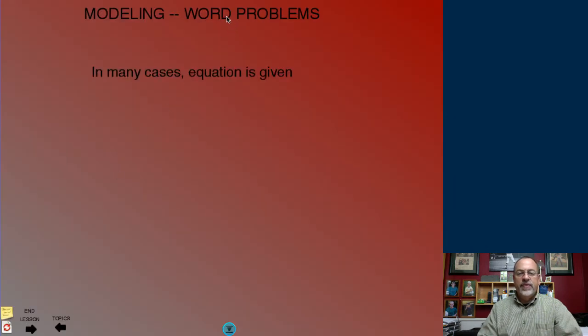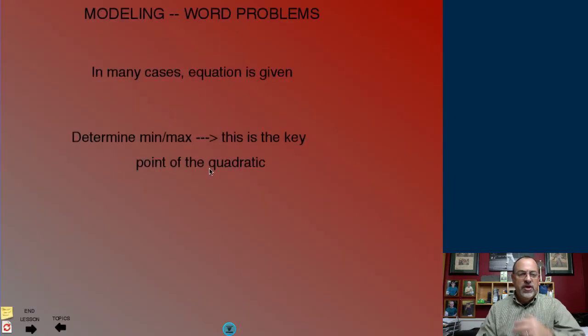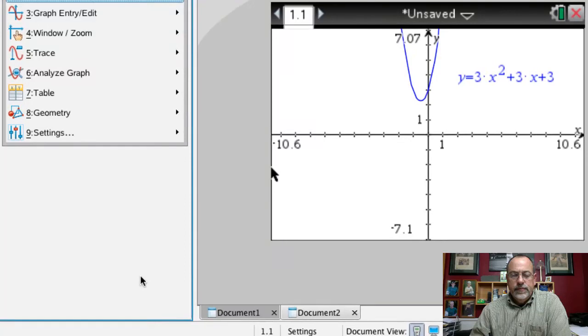Those are the steps. And again, in many cases, read the problem because the expression is given. They tell you what the equation is, then they're simply asking for what is the min or the max. You're simply going to graph it, find the max, give me the y value, and that is going to be the point you're looking for. Okay, so let me get my calculator screen up here, and then I'll show you how to do that on the calculator.